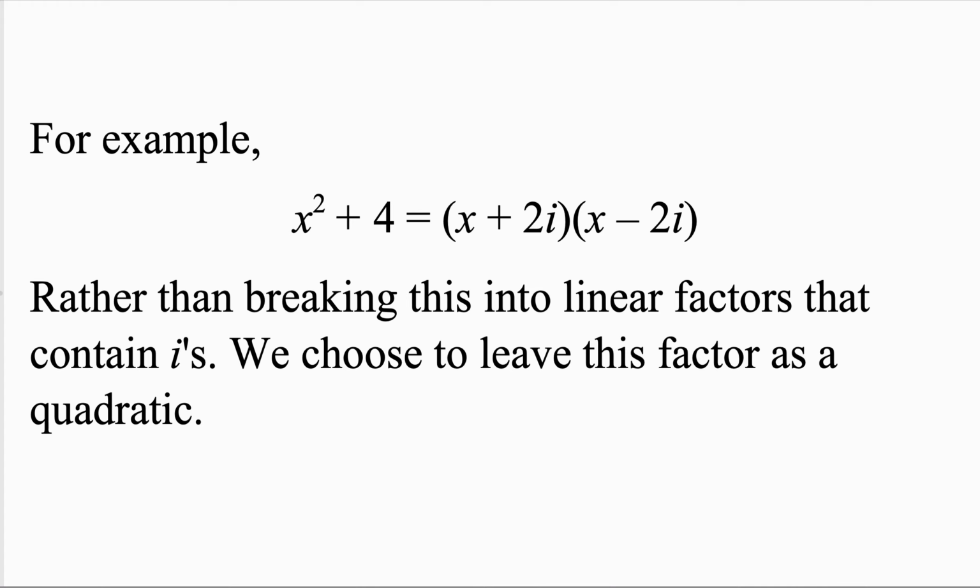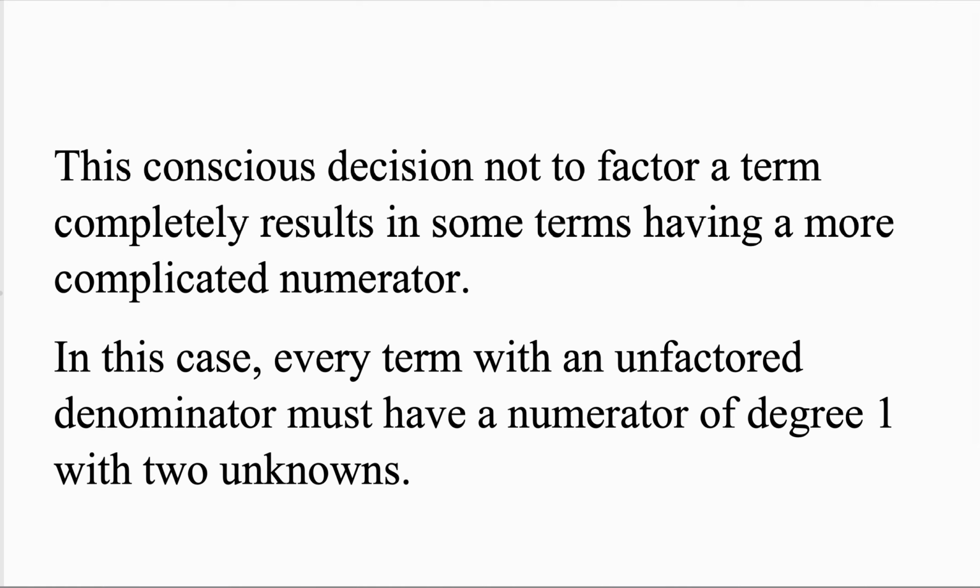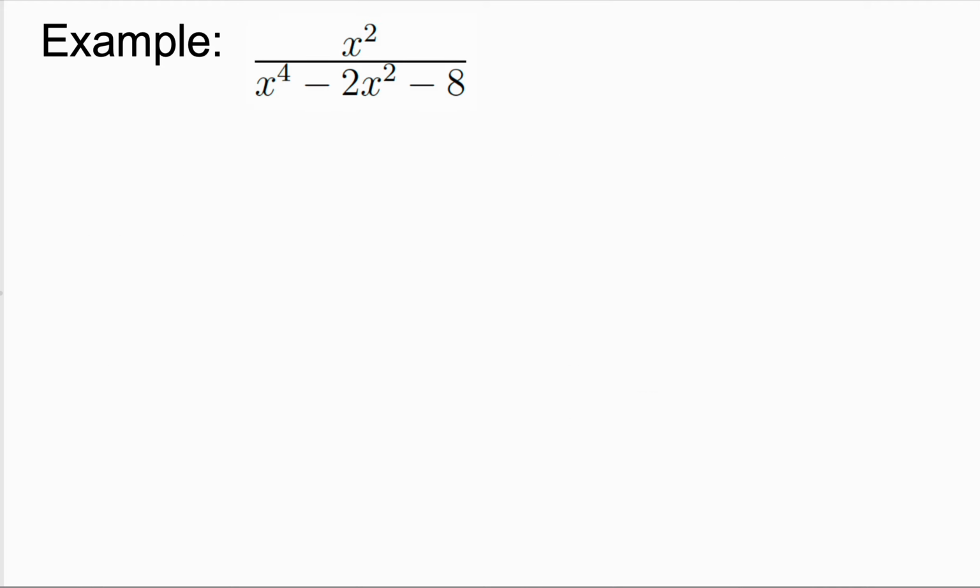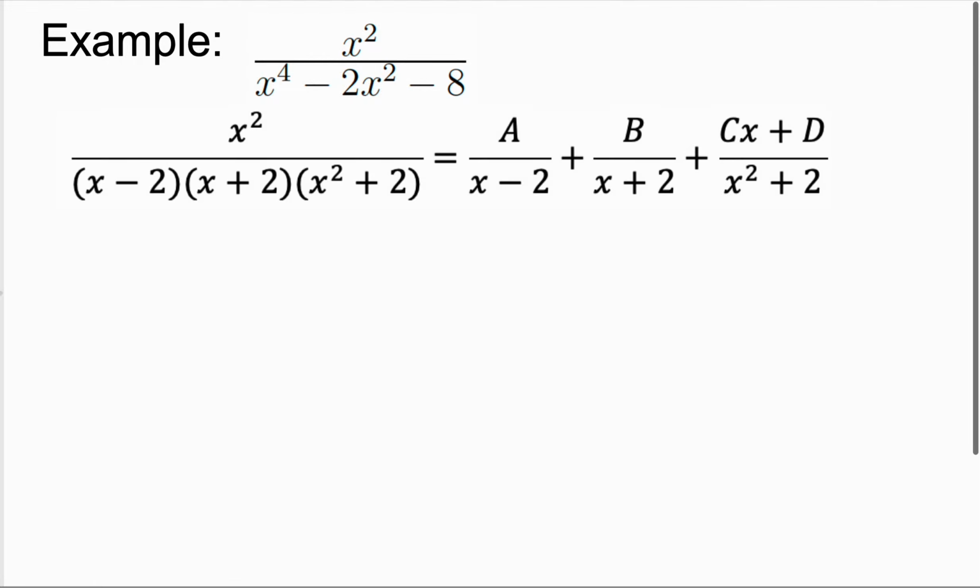the partial fractions process. This conscious decision not to factor a term completely results in some terms having a more complicated numerator. In this case, every term with an unfactored denominator must have a numerator of degree 1 with 2 unknowns. Consider the following example. For x squared over x to the fourth minus 2x squared minus 8, the factors are an x minus 2, an x plus 2, and an x squared plus 2. We choose not to factor x squared plus 2 further because its factors are x minus i root 2 and x plus i root 2, which are unpleasant.